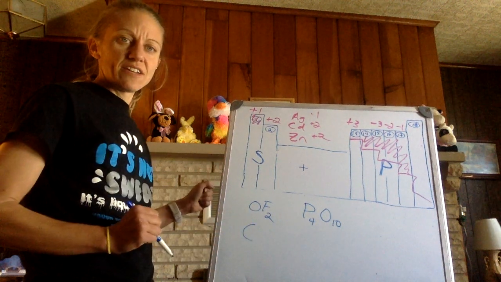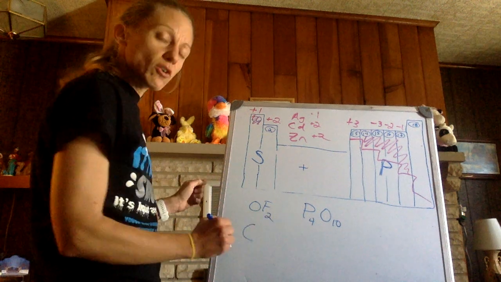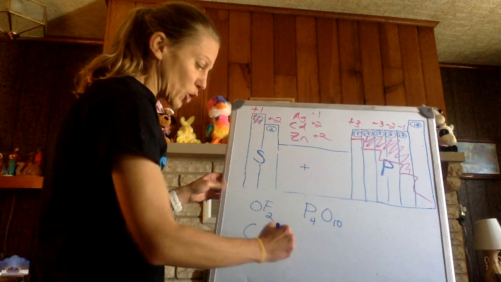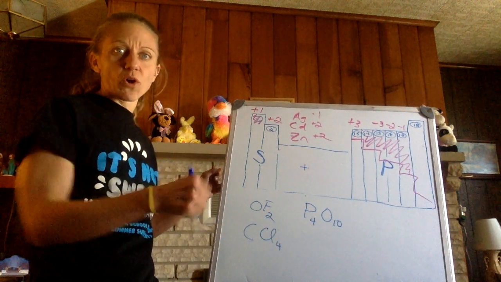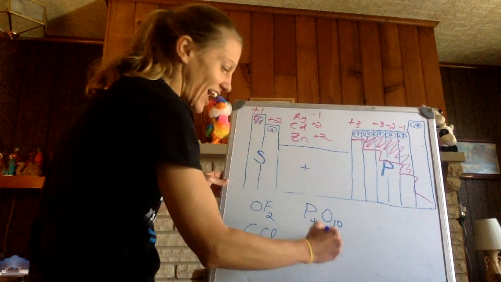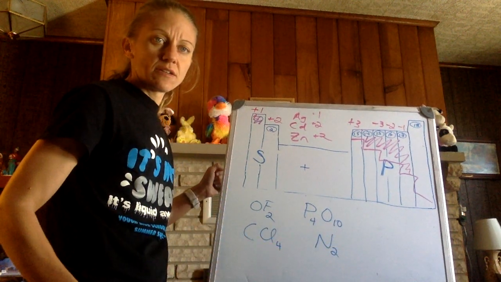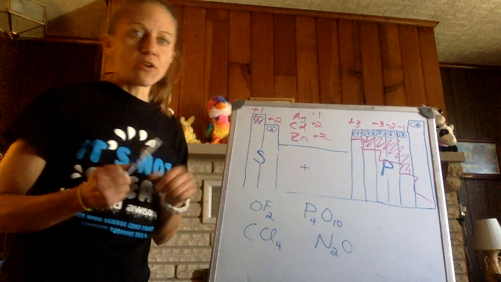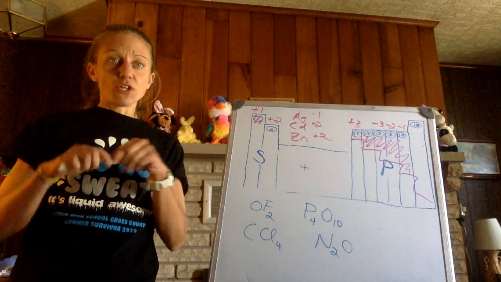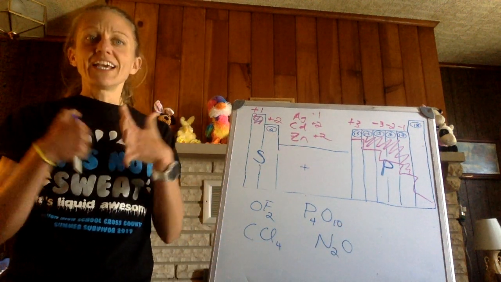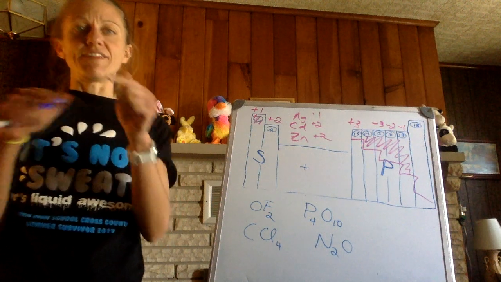Carbon tetrachloride. So I have 4 chlorines. Tetrachloride, all one word. They all go together. And dinitrogen monoxide. Only rules, don't use mono with the first one, and the prefix tells you how many of that thing.